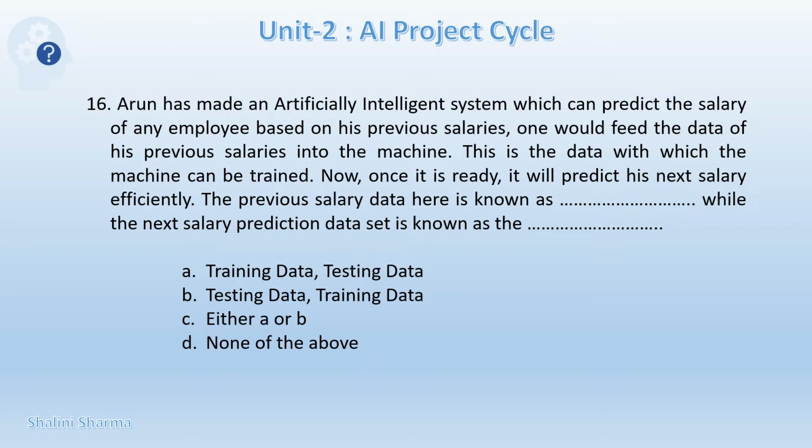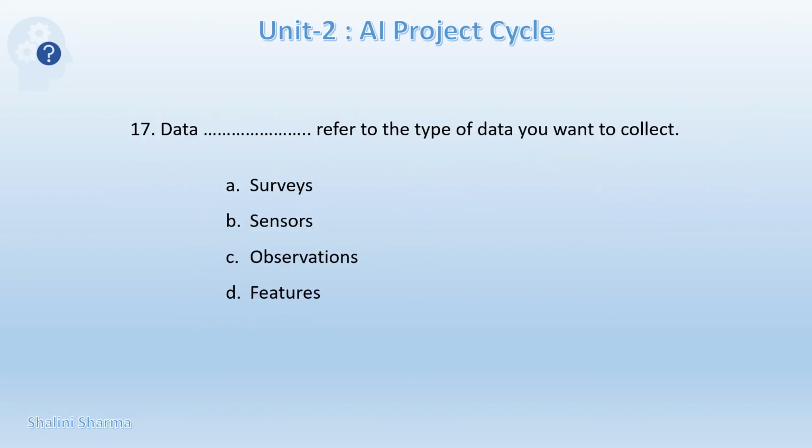Option A, training data and testing data. Option B, testing data and training data. Option C, either A or B. Option D, none of the above. So what is the correct answer? Answer is option A, training data and testing data. The previous salary data here is known as training data, while the next salary prediction data set is known as the testing data.